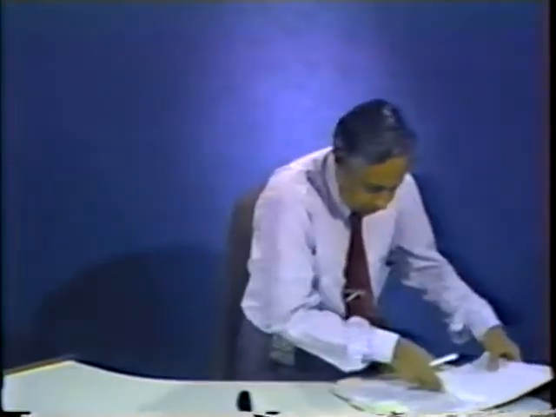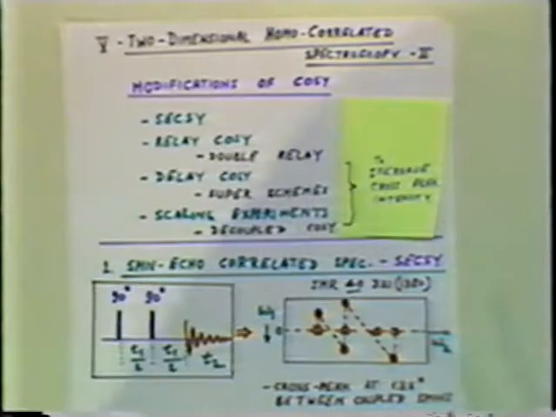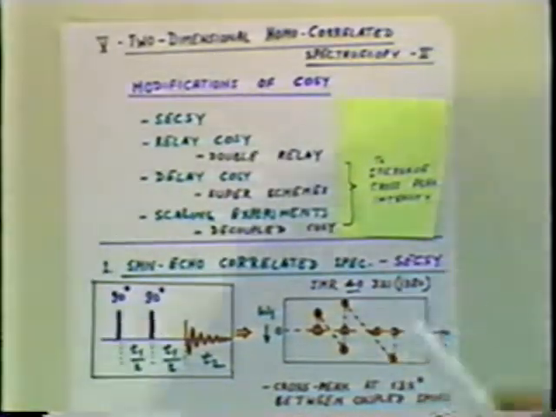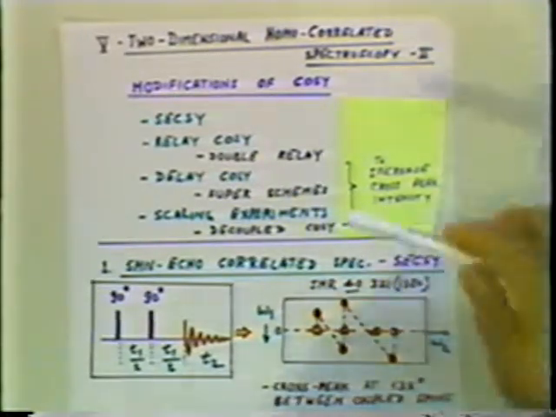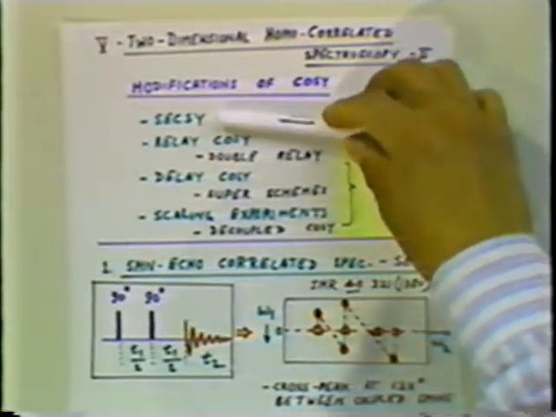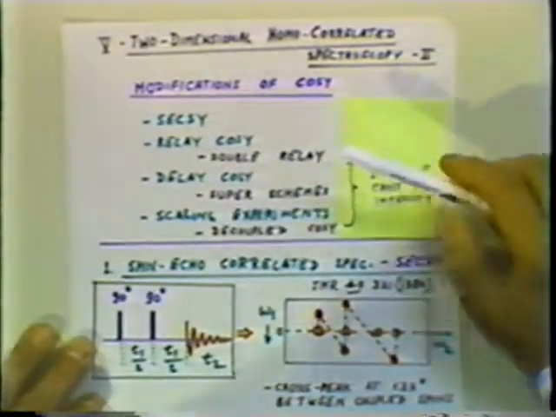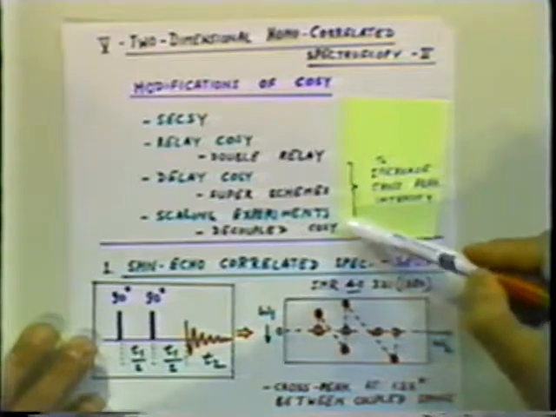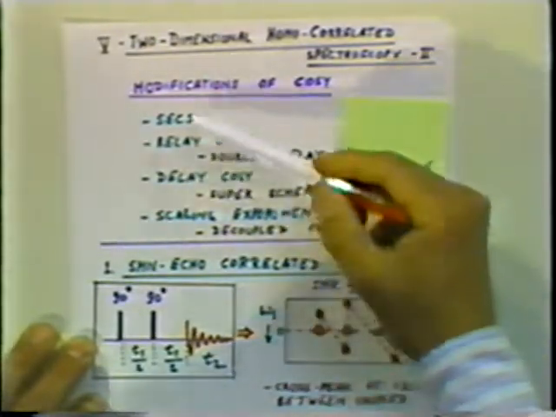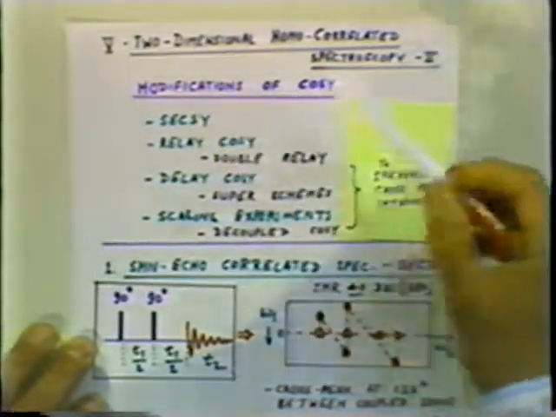Okay, now we come to the 5th lecture, and we continue our study of homo-correlated two-dimensional NMR spectroscopy. And we will talk about the following experiments in this: spin echo correlated spectroscopy, relay COSY, also double relay COSY, and other experiments.